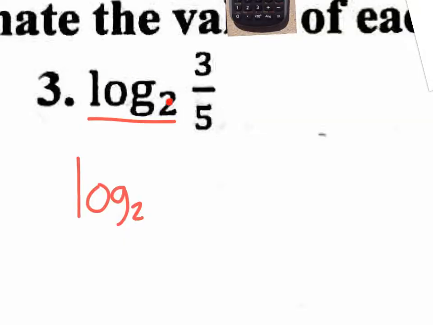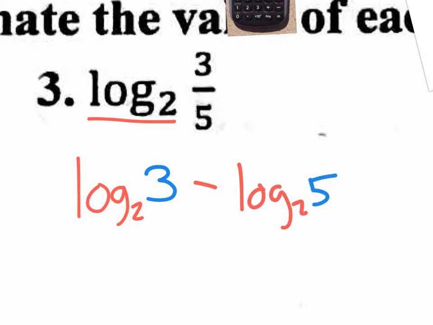So we're going to go log base 2 of 3 minus log base 2 of 5. You guys with me? Now, again, why are we doing this? Because log base 2 of 3, I don't know that answer. Log base 2 of 5, I don't know that answer. I know log base 2 of 2. I know log base 2 of 4, log base 2 of 8. But I don't know log base 2 of 5.